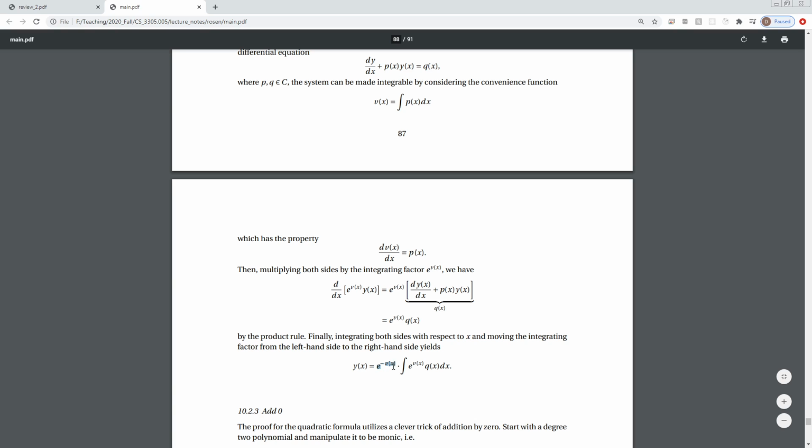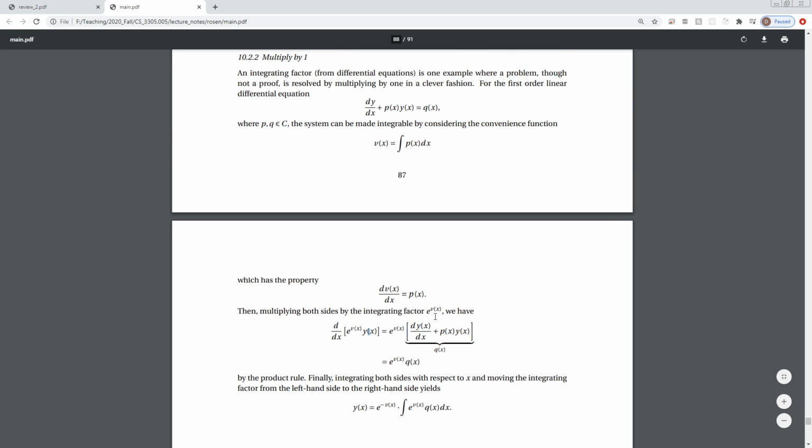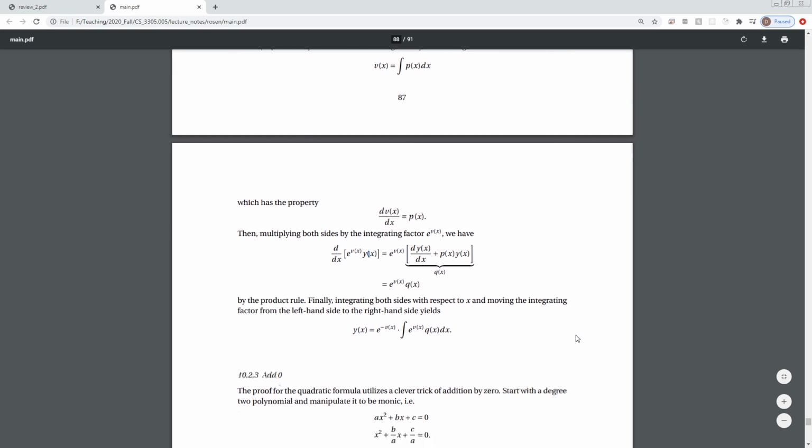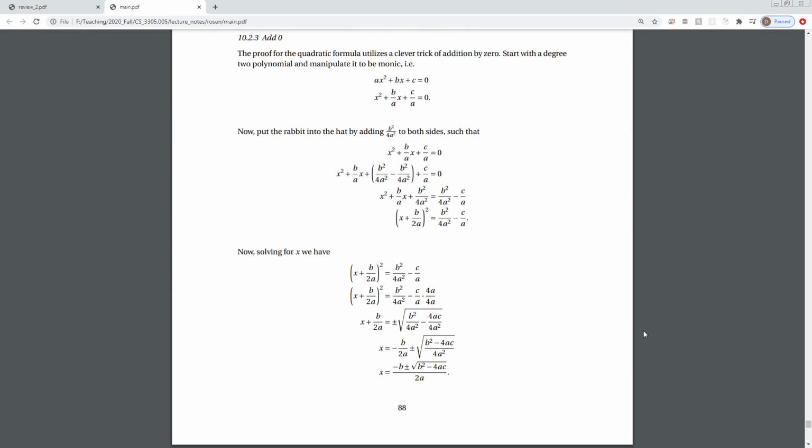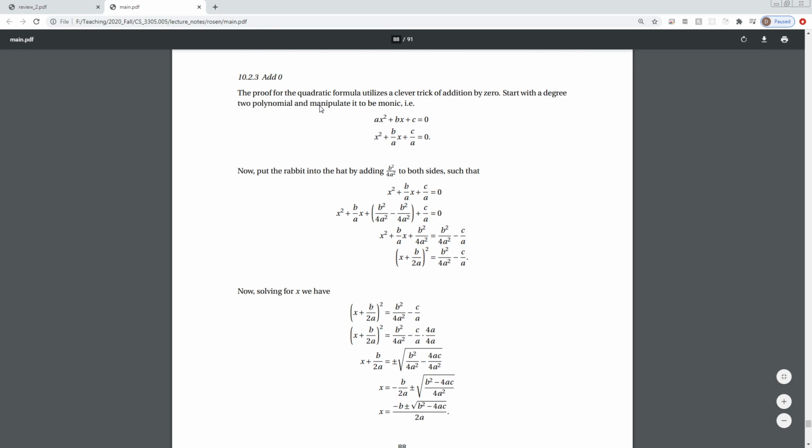And then we get the inverse of that exponential over here, or 1 over e to the v of x, times that integral. And so we were able to isolate y of x by a clever application of multiplying by 1. And so I love the integrating factor. I think it's a super clever solution to what I would have assumed to be an impossible differential. Anyway, okay. So then, another trick.